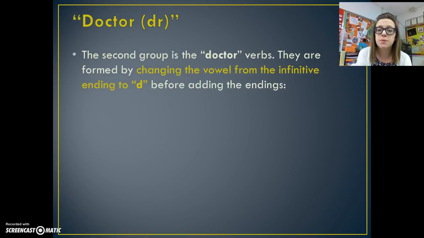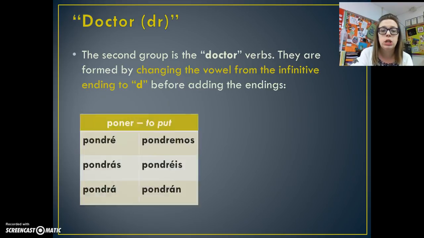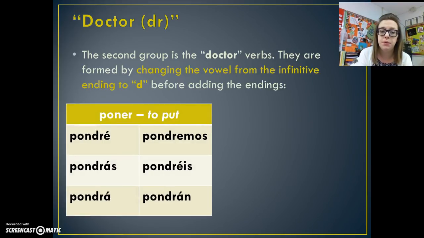The second group is called the doctor verbs. They are formed by changing the vowel from the infinitive ending to a D before adding the endings. So poner, for example, notice that that E of the infinitive changes to a D. So the yo form is pondré, then tú pondrás, él pondrá, nosotros pondremos, vosotros pondréis, and ellos, ellas, ustedes pondrán.